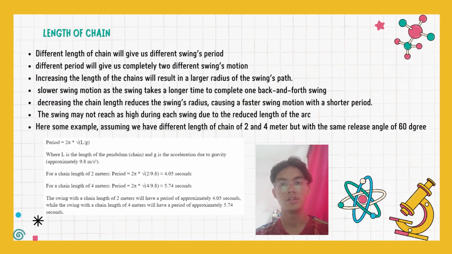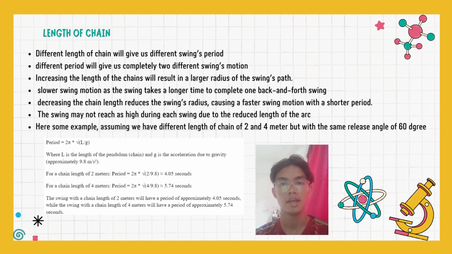Next is the length of chain. Different lengths of chain will give us different swing periods. Different periods will give us two completely different swing motions. Increasing the length of chain will result in a larger radius of swing path. It will slow the swing motion, as the swing takes a longer time to complete one back and forth swing motion.